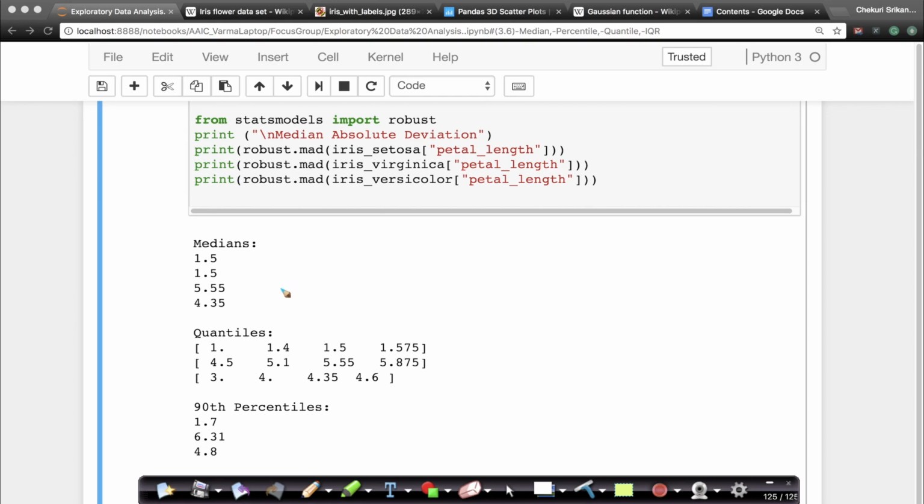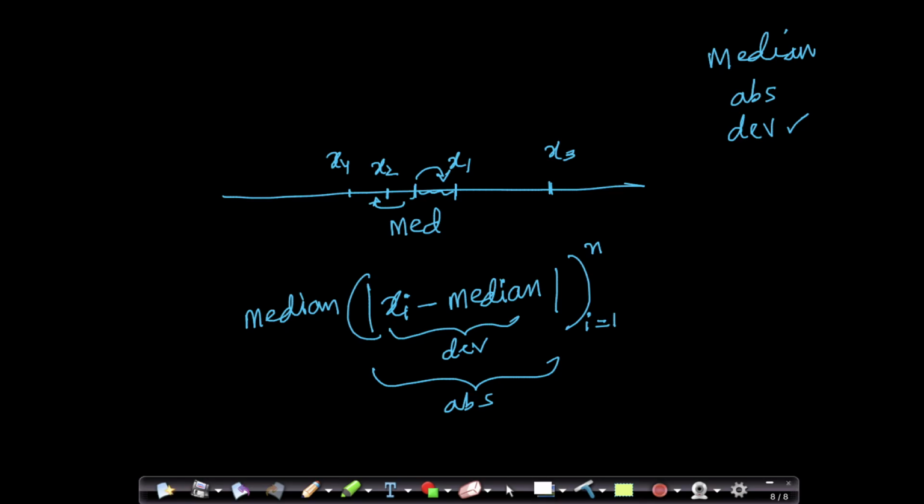Since we've understood a little bit about percentiles and quantiles, let's understand a concept called median absolute deviation, which has the same notion as standard deviation, right? Let me dive into the concept in more detail. So what is your standard deviation formula?